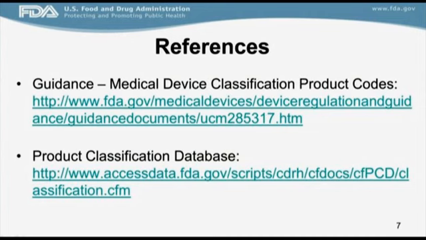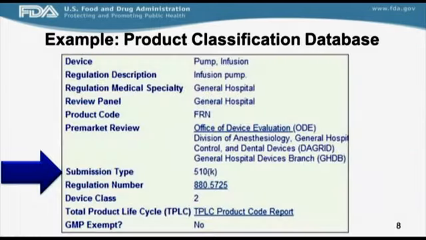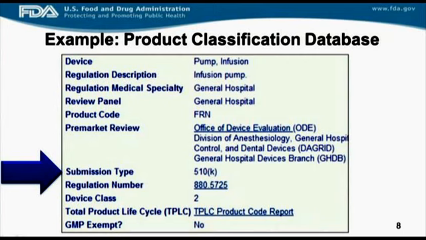the product classification database. This database can be extremely useful. It is a public database, and it provides you a wealth of information on the appropriate regulatory pathway for different devices. On this slide, I have provided you an example from the product classification database. This example is for an infusion pump, and as you can see, this is an output from the product classification database, which lists a whole bunch of information, including that 3-letter product code, FRN.